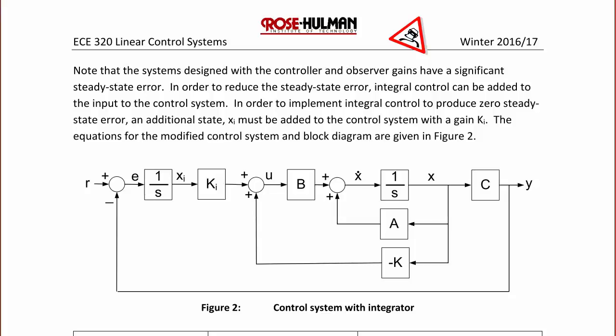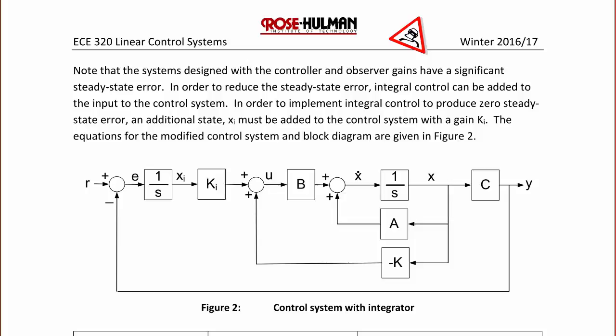Hello and welcome back. Now we will continue supplemental lecture 6-3 to get you prepared for lab 6 by discussing integral control and integrated full state estimation and feedback. Note that the systems designed with the controller and observer gains have a significant steady state error. In order to reduce the steady state error, integral control can be added to the input to the control system.